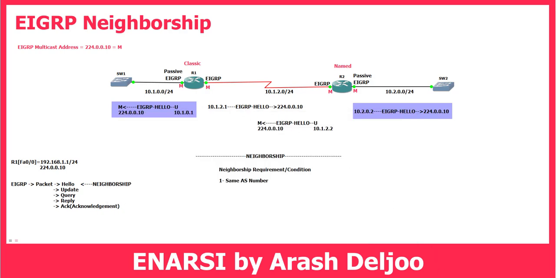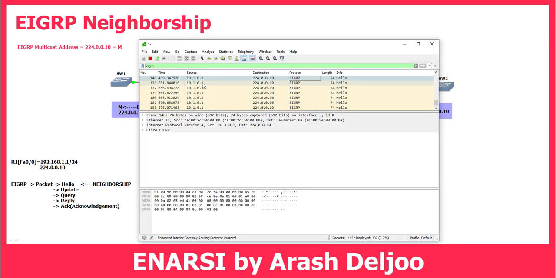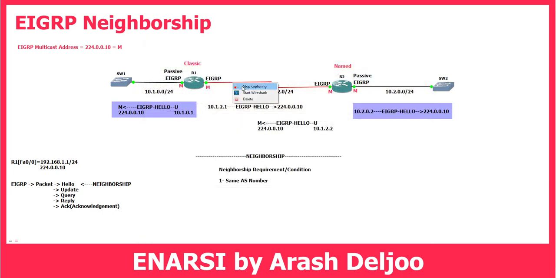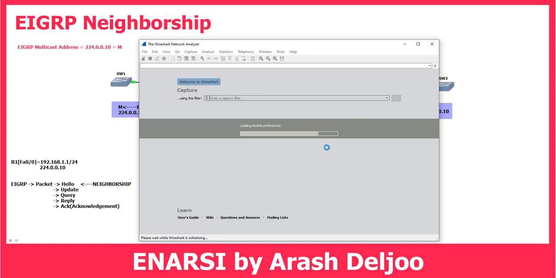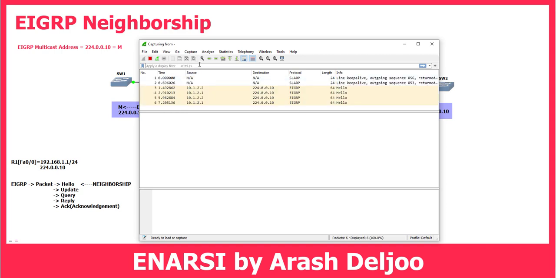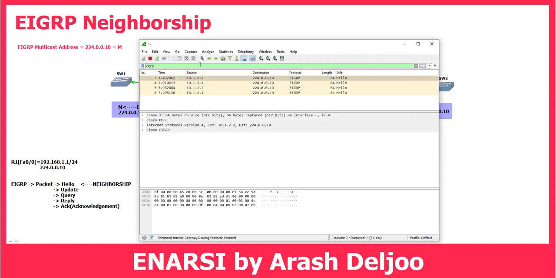Actually, in the EIGRP hellos, we have the AS number. Look at here. Let me capture the link between router 1 and router 2. Again, I'm going to show you the information that I'm going to talk about. The first is the AS number. We expect to see the AS number in both the hello from router 1 and the hello from router 2. These are the EIGRP packets. Okay, this is the hello from router 2, 10.1.2.2.